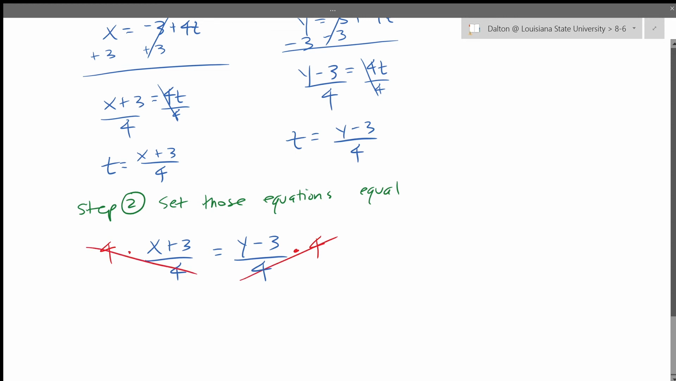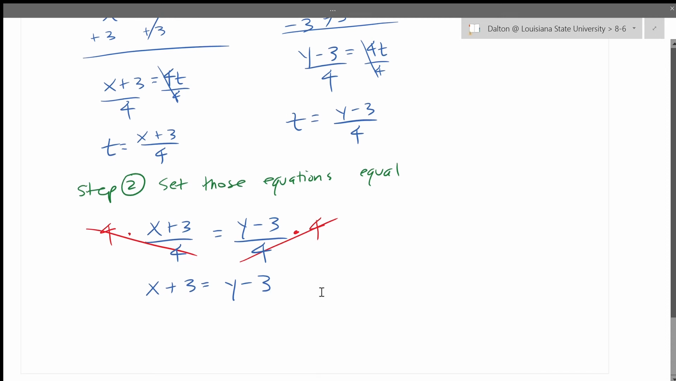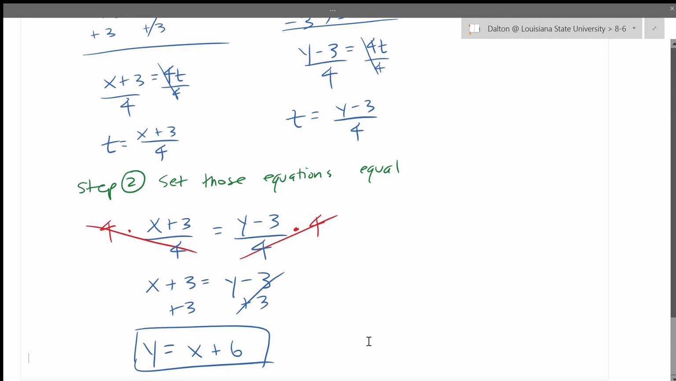So if I multiply everything by 4, my denominators on both sides cancel, leaving me with x plus 3 equals y minus 3. And then if I'm writing the equation in slope-intercept form, I need to isolate y. So I'm going to add 3 to both sides, giving me the final equation of y equals x plus 6. y equals x plus 6.